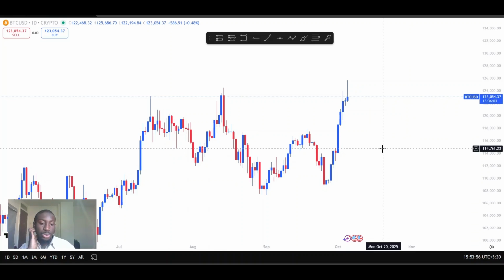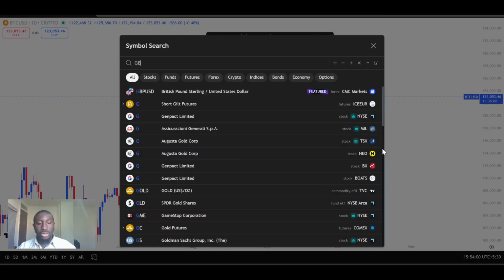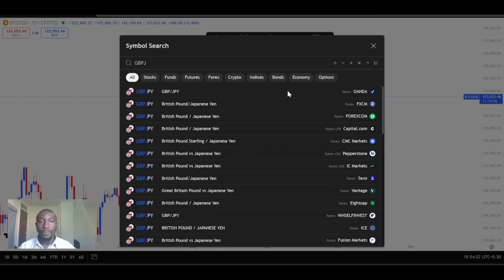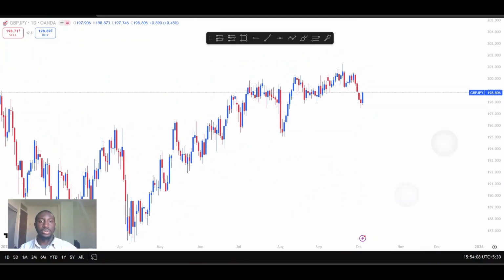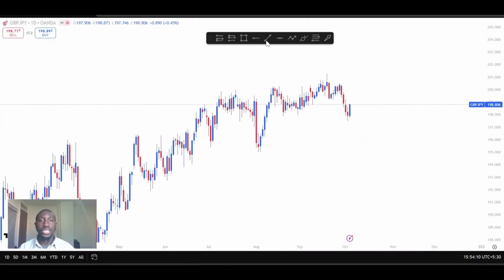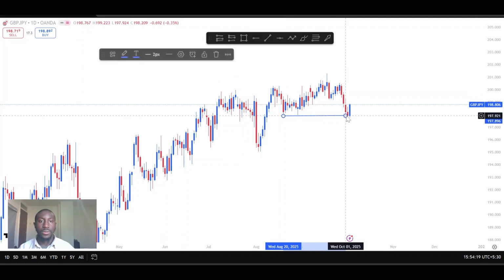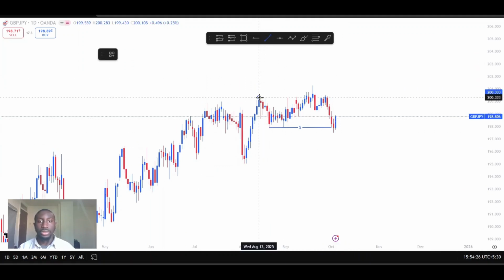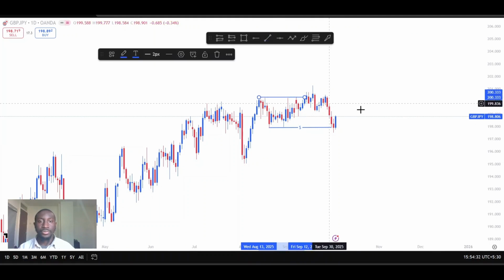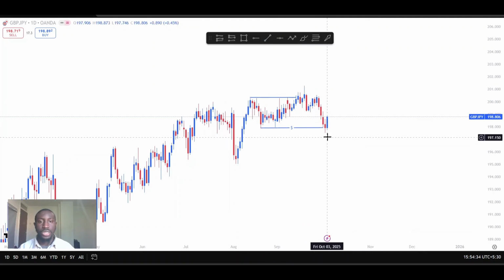So which other pair again? Okay, let's go to the JPY pairs, Japanese yen. Let's go to GBPJPY. Now for GBPJPY, first of all, this liquidity has been taken here. So we might continue seeing a push up, break of structure. So this liquidity has been taken, so we might just keep seeing push up.